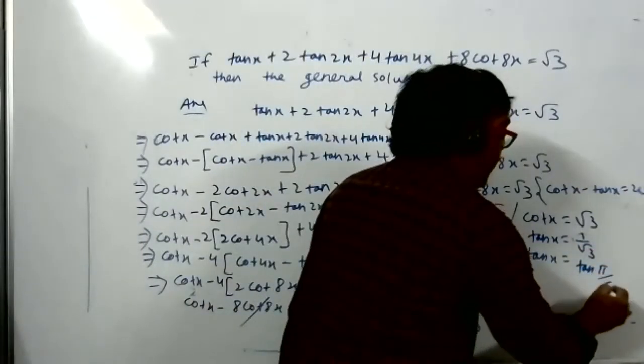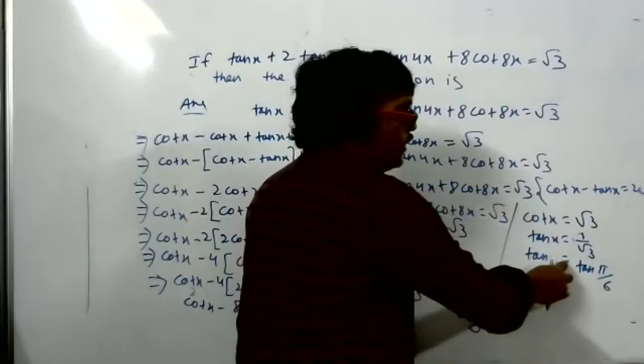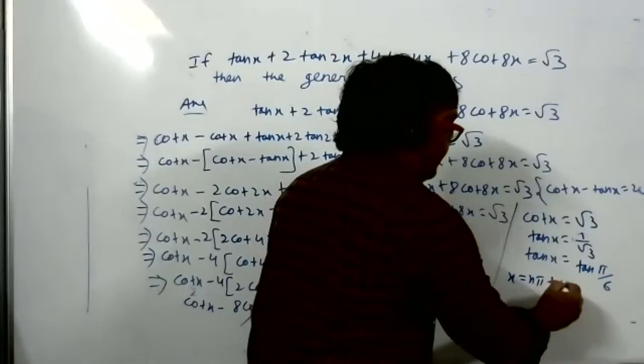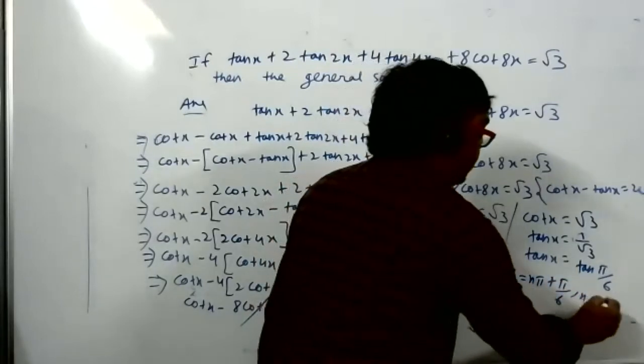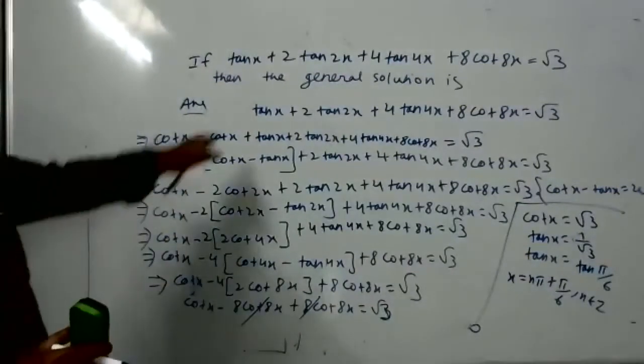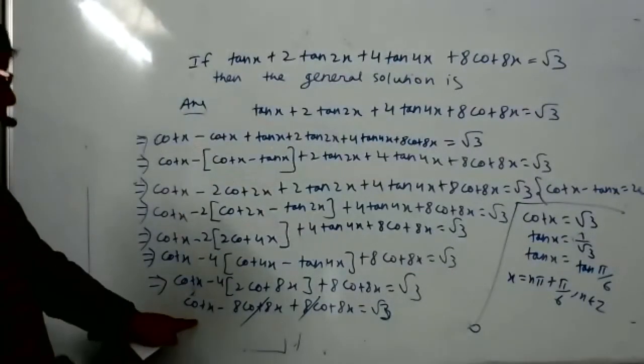Now, second type of formula. Tan theta is equal to tan alpha. So theta is equal to n pi plus alpha. N belongs to integers. This is the final answer. You can see that the sum looks so difficult. At last we came to cot x.